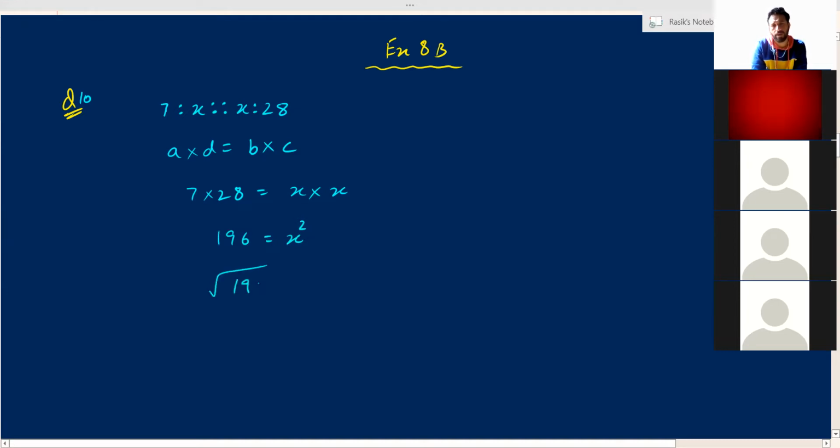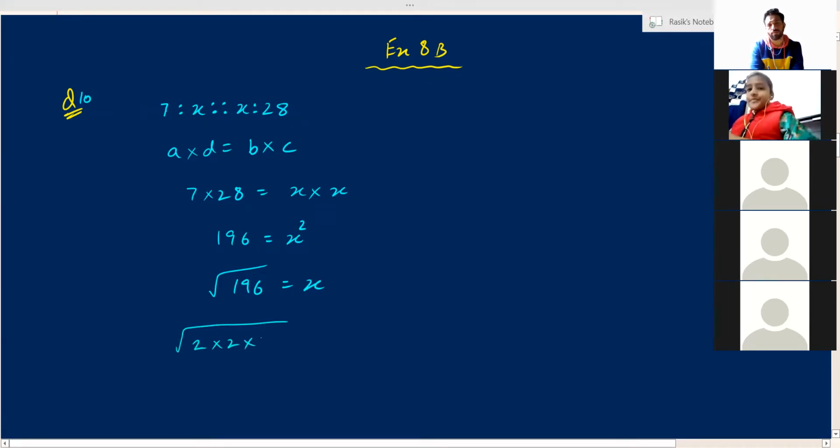Square root of 196 is equal to x. How to find square root? Do you all remember how to find square root? Do the prime factorization of the number 196. 2 into 2 into 7 into 7. You can see there is one pair of 2 and one pair of 7. So 2 into 7 is equal to x, so x equals 14.